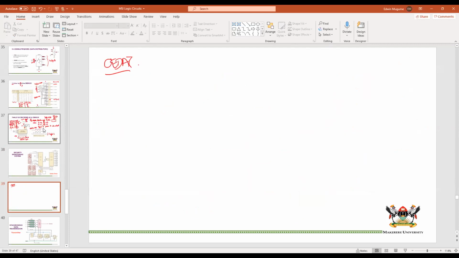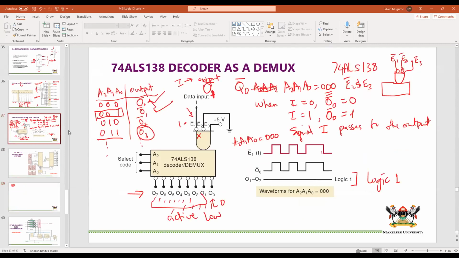The enable bit. Yes, when we choose an output using the select code, if this select code is say 111, we are selecting that one. That means it is the one that we have selected, and so whatever is going through here will actually come to this one.